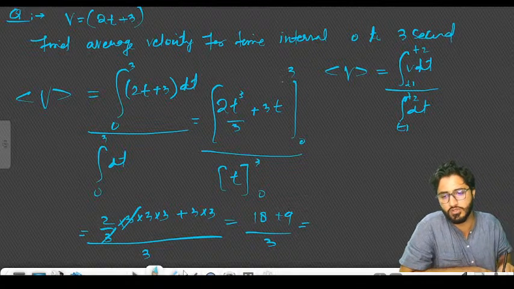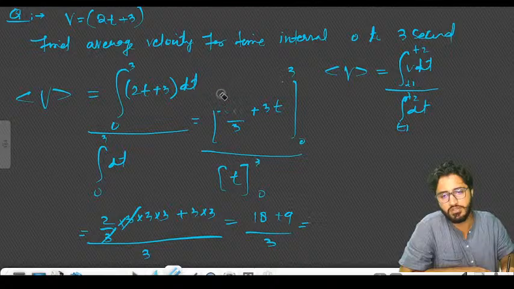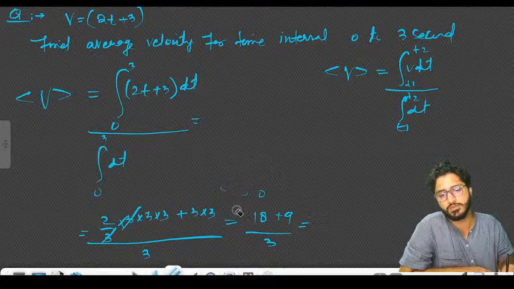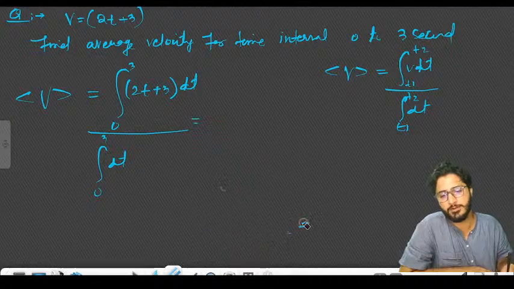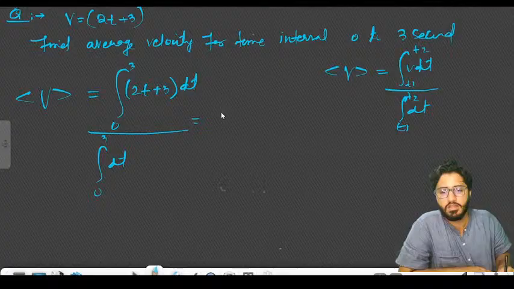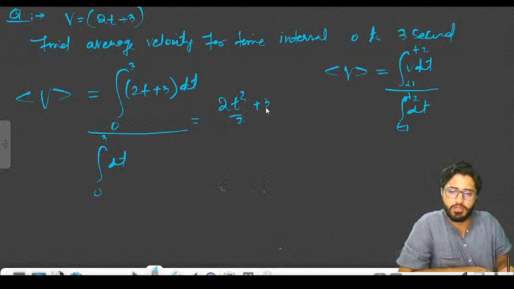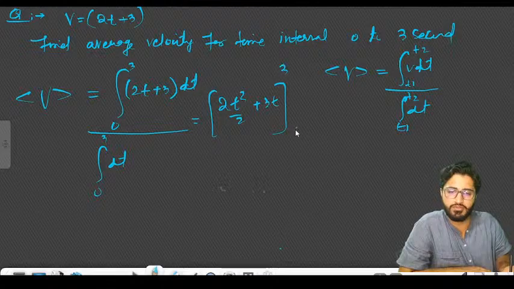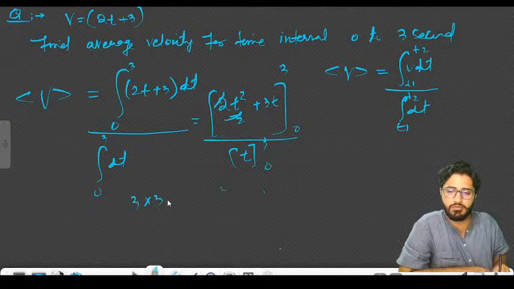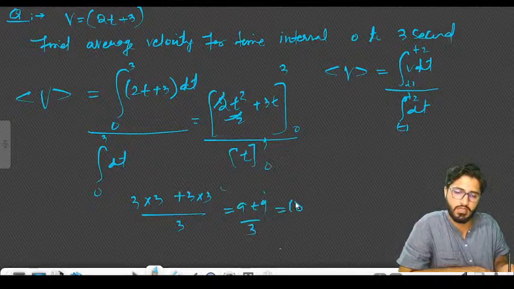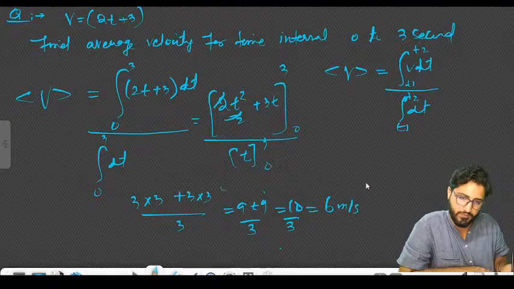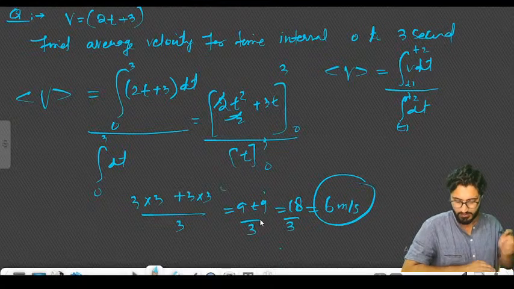Okay, sorry, one mistake is there. It will be 2t square, not cube. I'm going with flow now, that's why sometimes these issues happen. One second, beta. It will be 2t square by 2 plus 3t, upper limit is 3, lower limit is 0, whole divided by t, upper limit is 3, lower limit is 0, cancel out. So it is 3 multiplied by 3 plus 3 into 3, whole divided by 3, 9 plus 9 by 3, it is 18 by 3, that means 6 meter per second.